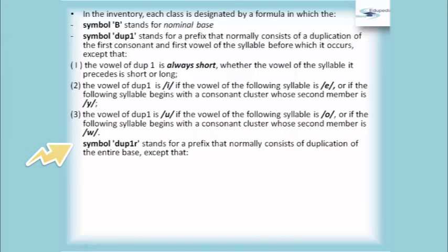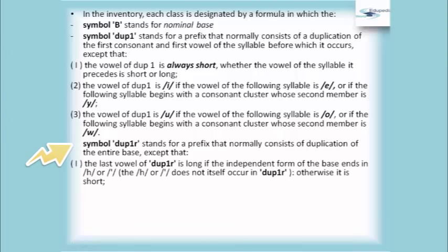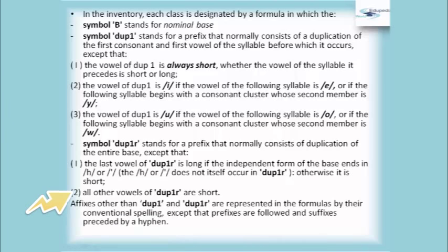The next symbol we have, the .1r, stands for the prefix that normally consists of duplication of the entire base, except that first, the last vowel of .1r is long if the independent form of the base ends in h or glottal stop, which does not itself occur in .1r; otherwise it is short. All other vowels of the .1r are short.